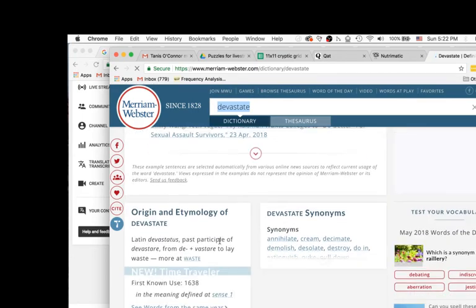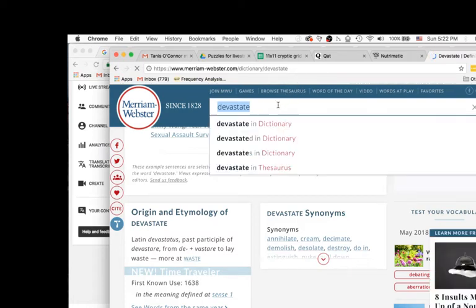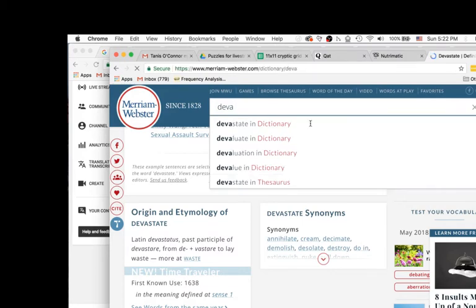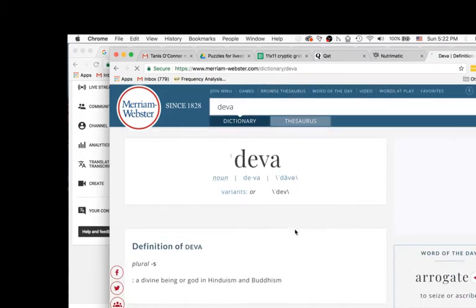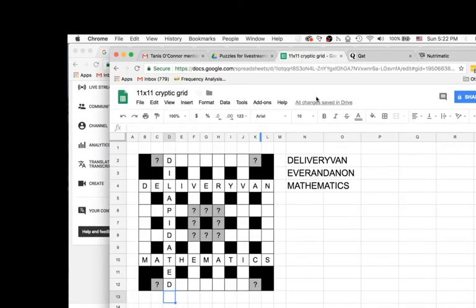Okay, so I was wondering if it was going to be diva plus stare, but it's D plus va stare. So devastation as diva and station is fine. Diva is, I think, what is that? Hindu. Yeah, a divine being or god in Hinduism and Buddhism. Okay, I could see doing something with devastation and diva and station, so I will put that here.